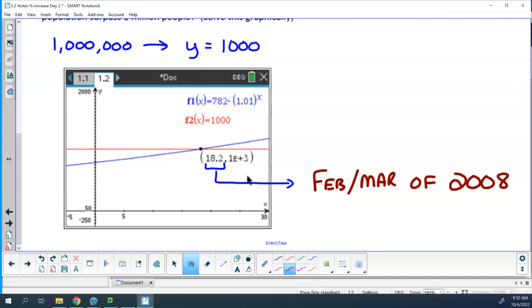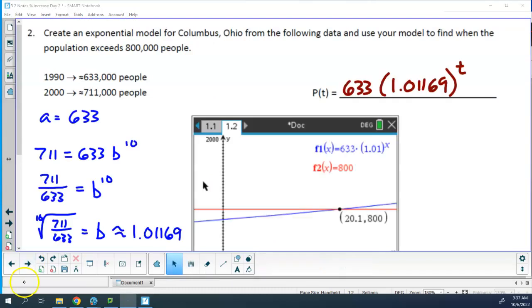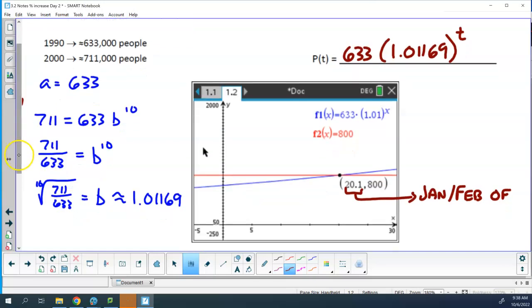Love it. What I would like you to do now is I would like you to do the Columbus problem, please. So I get in approximately January or February of 2010. Agree? Yes, sir. Yep. Good.